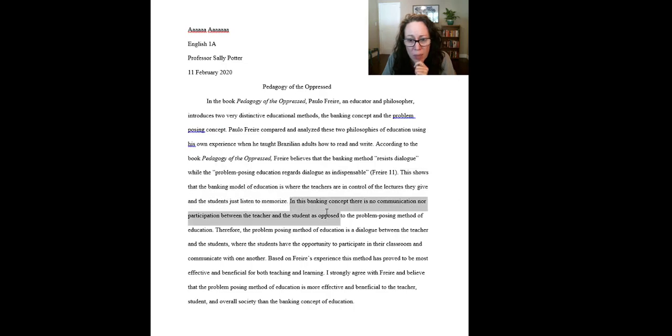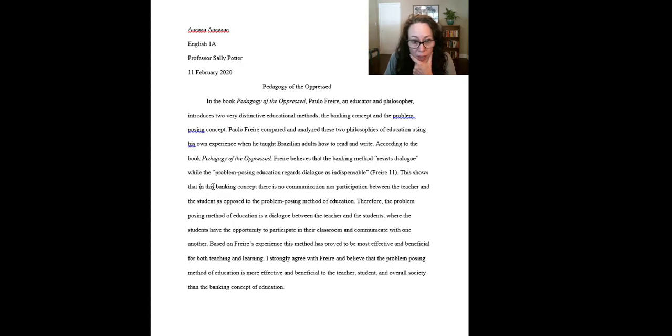In this banking concept, there is no communication nor participation between the teacher and the student as opposed to the problem posing method of education. This is a much better sentence, and I think it really gets at the heart of what these quotes say about dialogue. And I actually think that we don't need this sentence. We can just get rid of it, although I would like to keep this part of it right here.